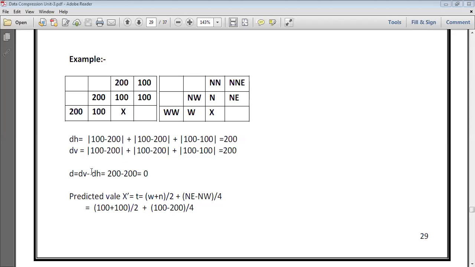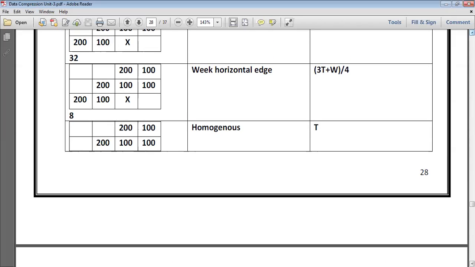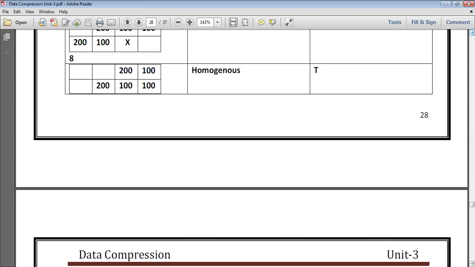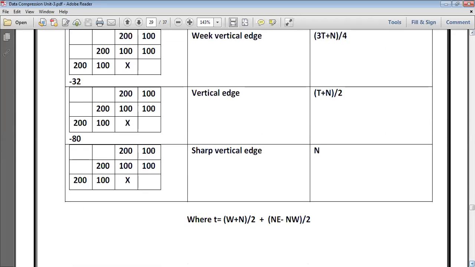तो यहाँ पे हमने dv और dh का जब डिफरेंस लिया, then we find the value 0. And in the tabular format we have seen that when the value lies between 8 to -8, means we can say that 8 to -8, our 0 value also lies. So in this case the coding form of x is t, and what is the value of t we can compute with the help of west plus north divided by 2 plus northeast minus northwest divided by 2.